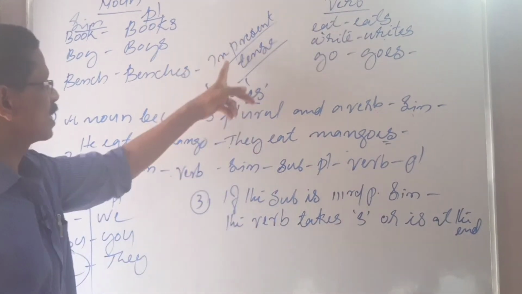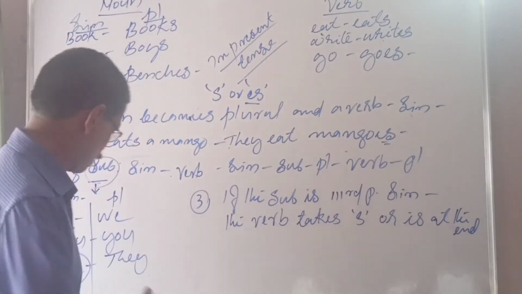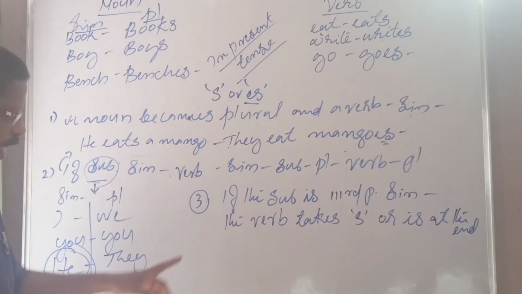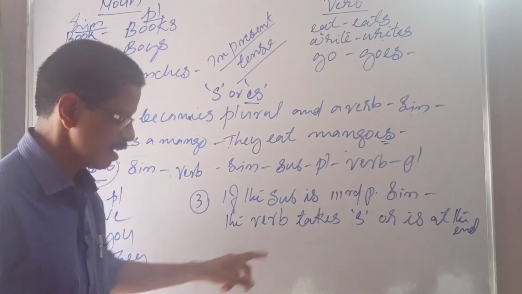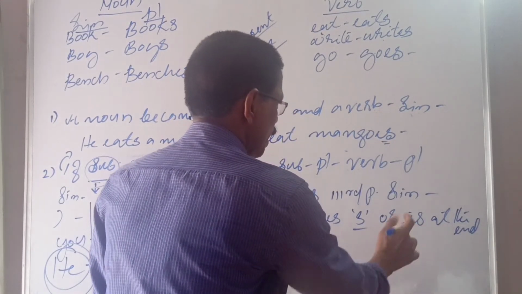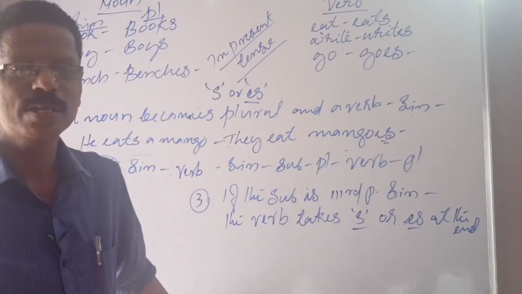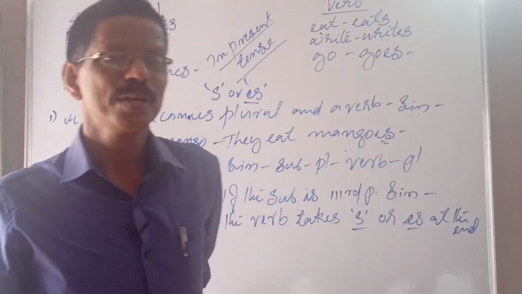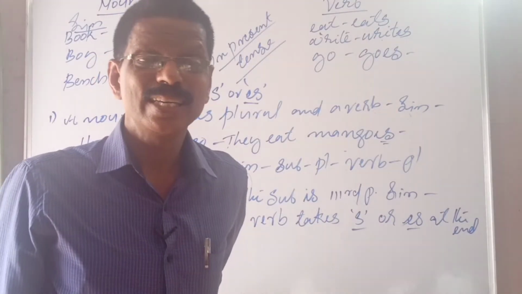Okay, now in present tense, if the subject is third person singular, see, third person, he, she, it, the verb takes what? S or es at the end. You see? Es at the end, to make it singular. If the subject is third person singular, the verb takes s or es at the end to make it singular.